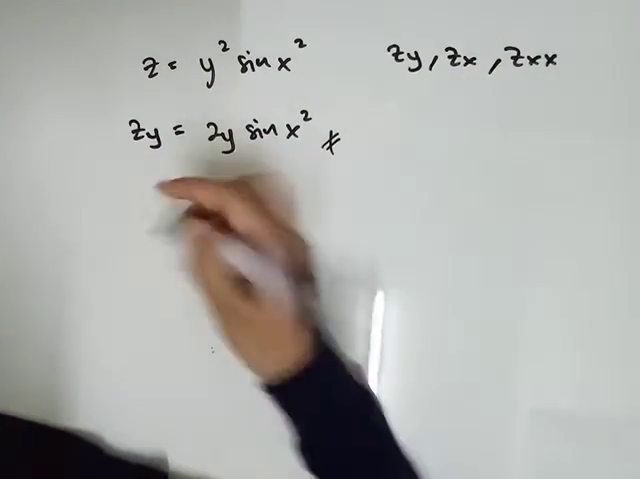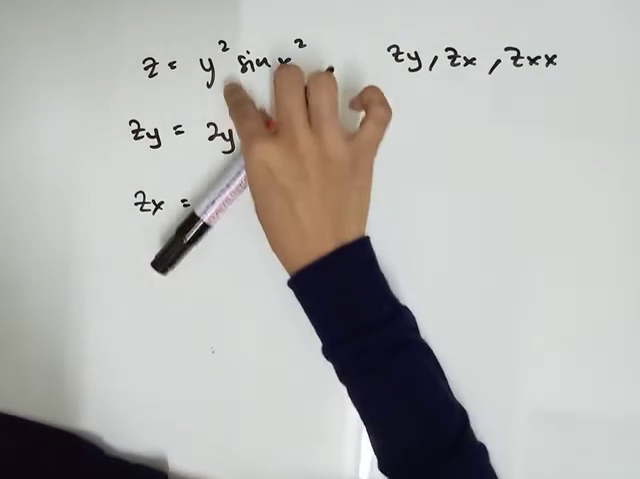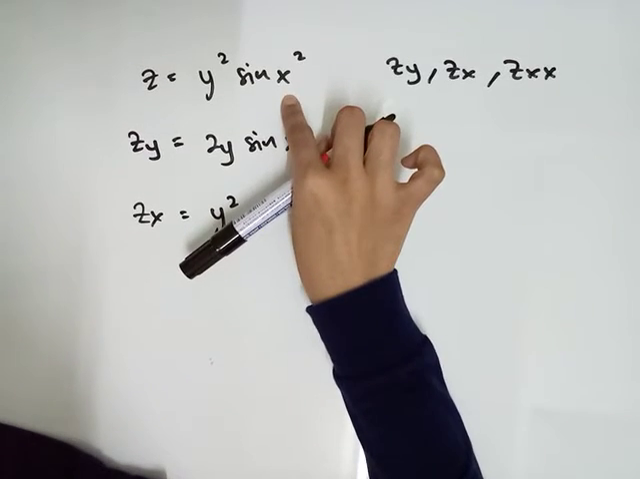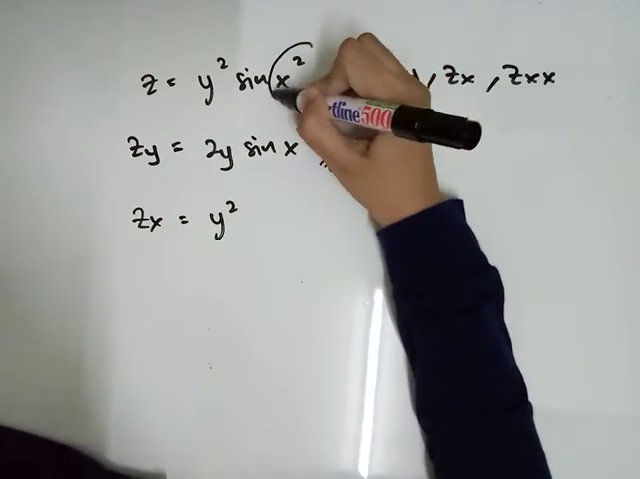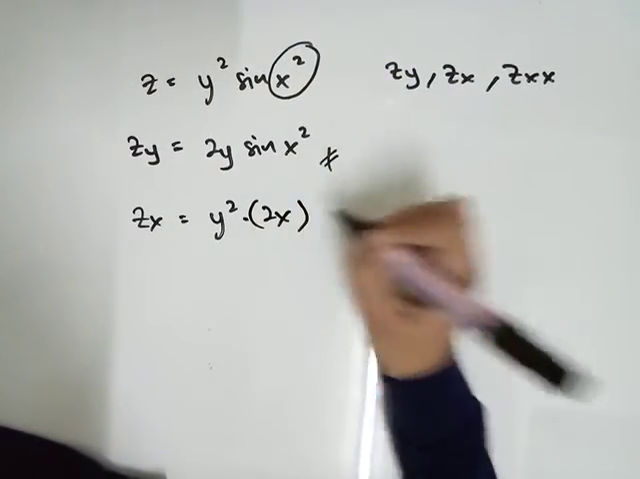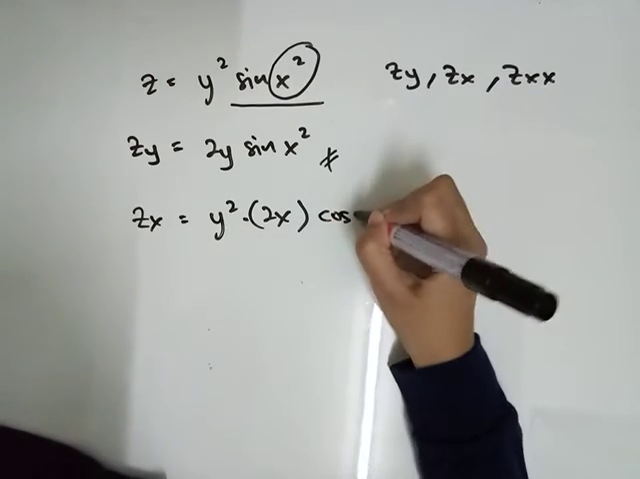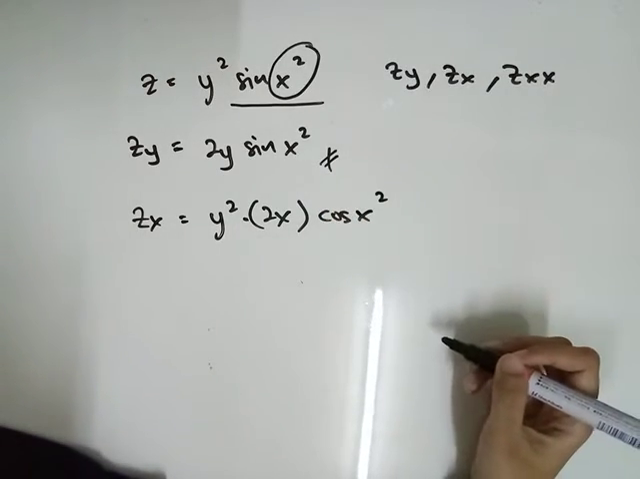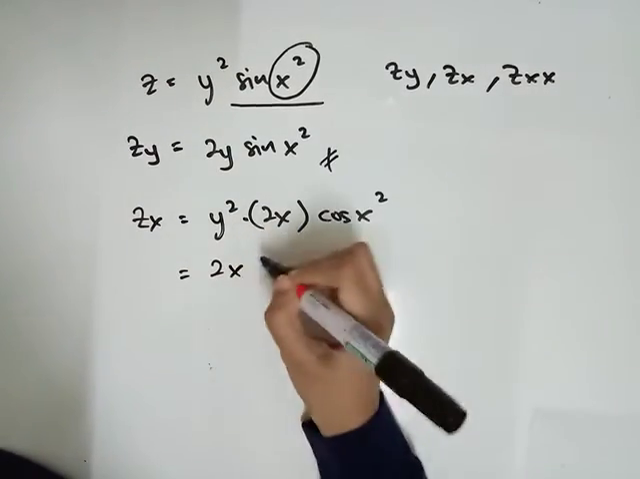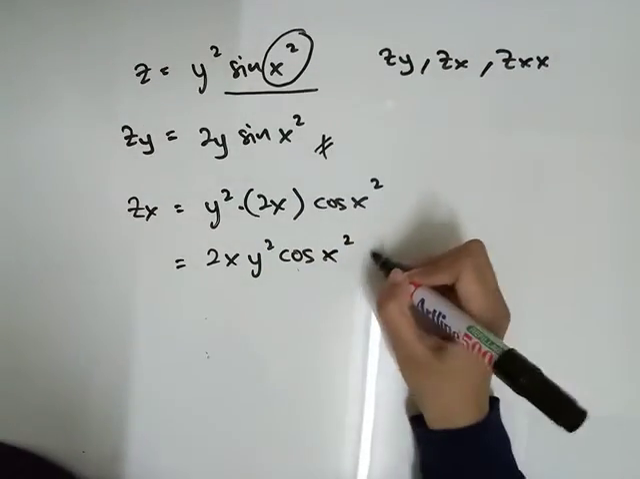What about zx? Partial derivative with respect to x. So y squared is constant. Differentiate sine x squared, that means we need to differentiate x squared first. Differentiate x squared, we get 2x. Differentiate sine x squared, we get cos x squared. So the answer is 2x y squared cos x squared. This is the answer.